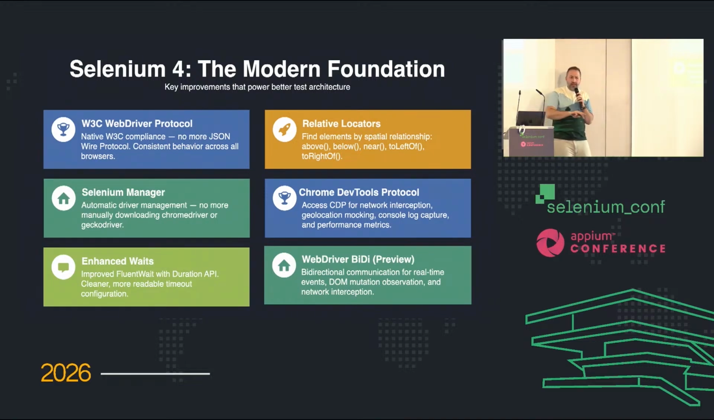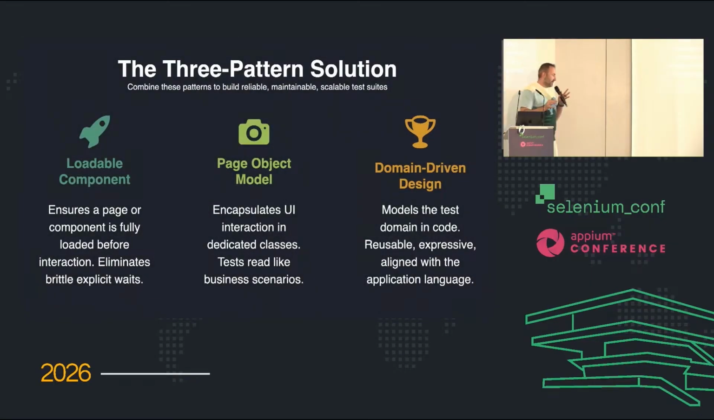Selenium Manager can automatically handle all the driver stuff. No more downloading drivers, placing them, giving the paths. Chrome DevTools gives a lot of opportunity to get access to network and performance data, which gives us more opportunity to cover. Enhanced waits with the Duration API, in Java at least, so it's more readable and more intuitive. And of course WebDriver BiDi, which is in preview, is bidirectional communication for real events, which will make a dramatic change whenever it's finally ready for use. So let's move to patterns.